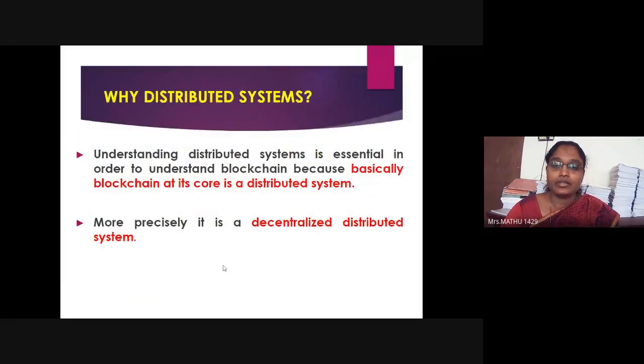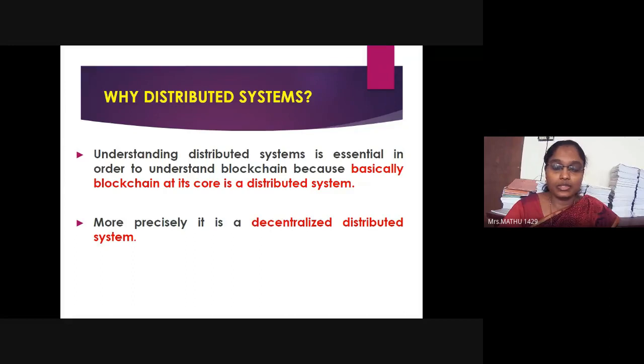So why do we need to study distributed systems? Why do we need to mention distributed systems here? The thing is, blockchain at its core is a distributed system. And more precisely, it is a decentralized distributed system. So what is the meaning of decentralization, or first, what is the meaning of centralization?